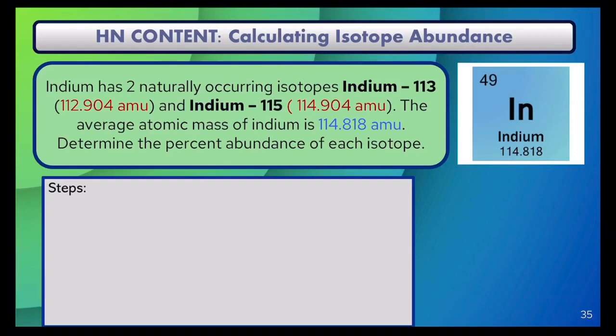Now, if you are in a general chemistry class, you can stop this video here. If you're in an honors chemistry class, you should continue watching. For this portion of our lesson, we're going to focus on how to calculate the isotope abundance.